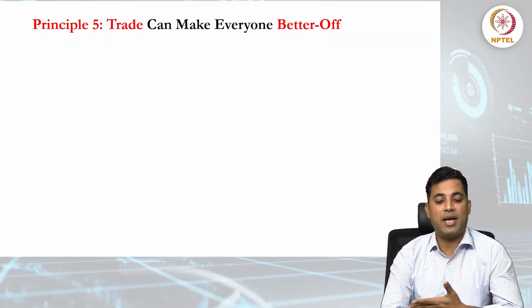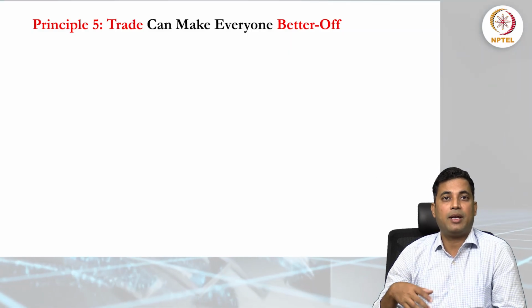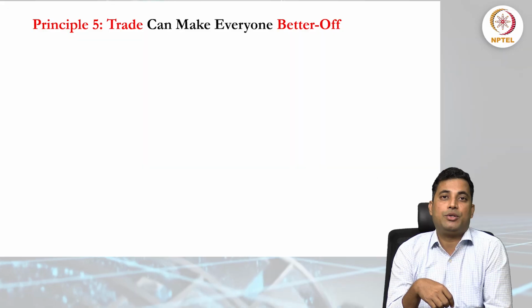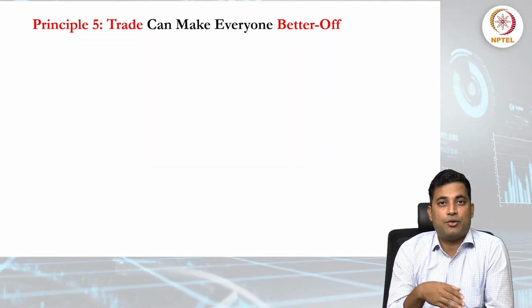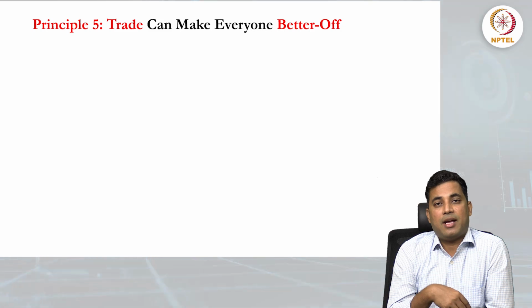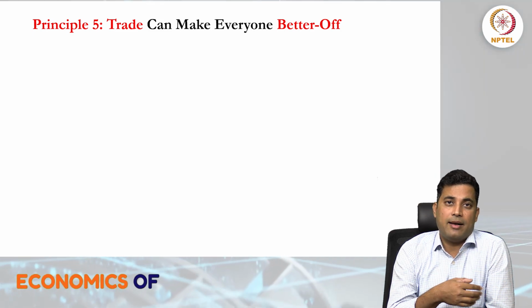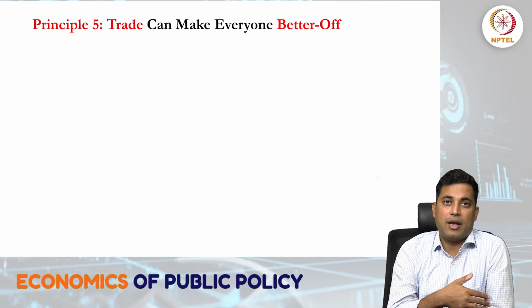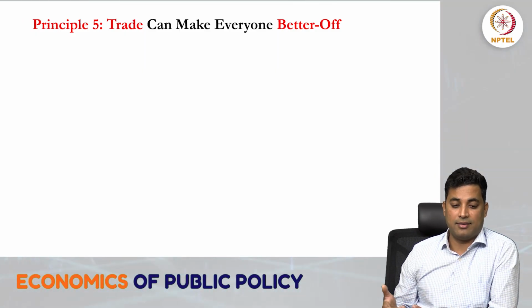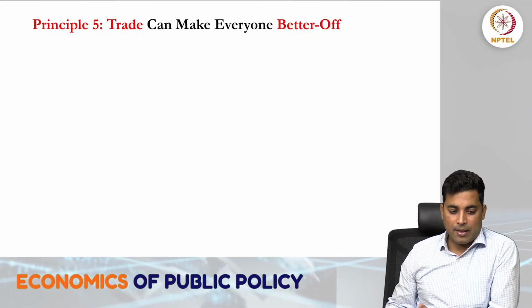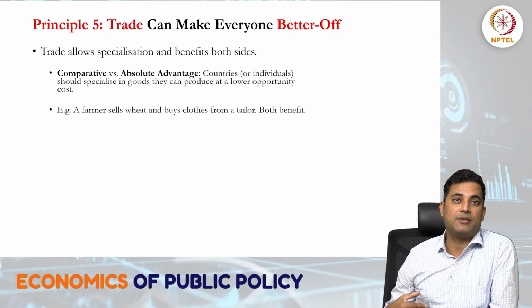Principle 5 talks about being better off from trade, and trade can make everyone happy. Here, I would also like to highlight that as students of economics, we know Pareto optimality is very applicable in the context of applied welfare economics. It says everybody should be better off, not at the cost of any other. So trade allows specialization and benefits both sides.